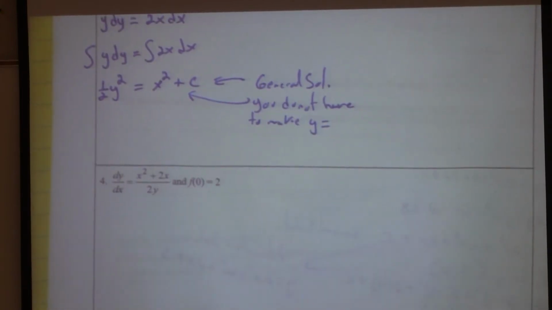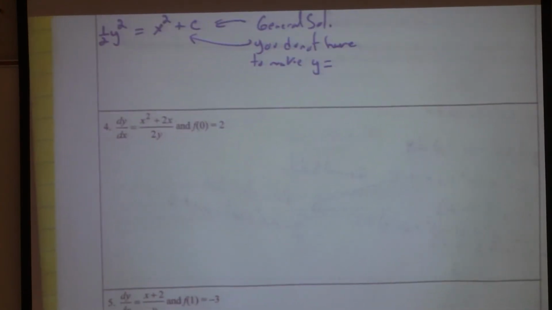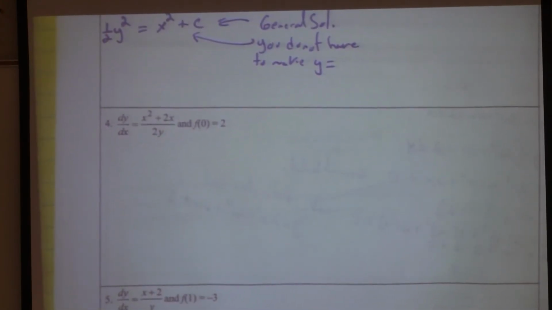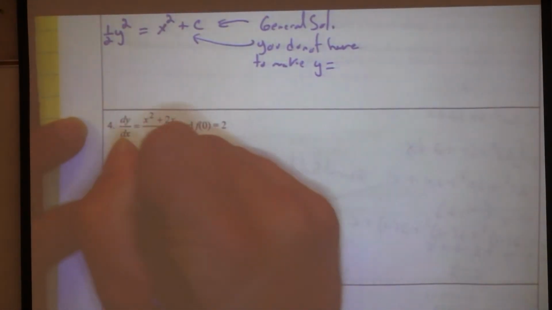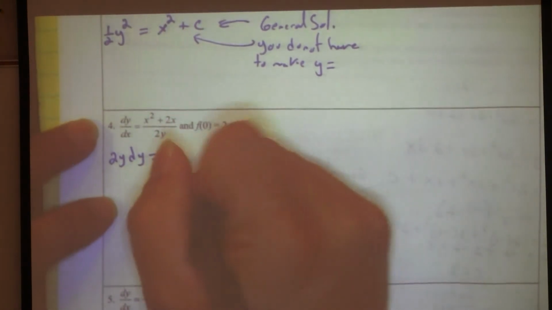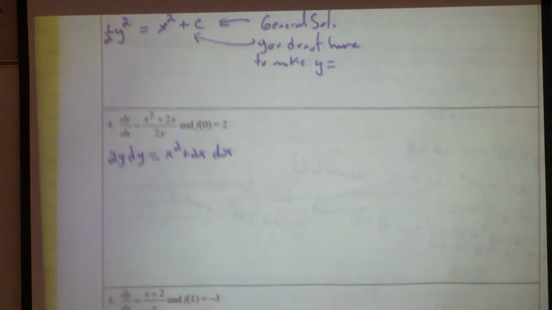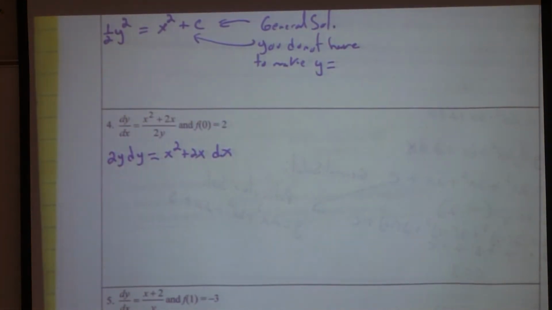This one does have enough information for the particular solution. Way too slow, we gotta step it up. So separate the variables. What do I have on the left? 2y dy equals x squared plus 2x dx. Awesome, 1 point. Let's go. And you need 49 more for the 5.